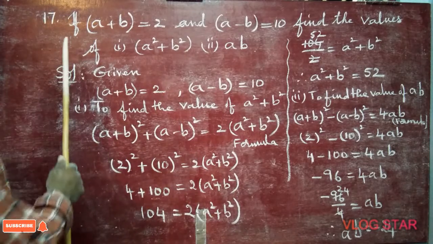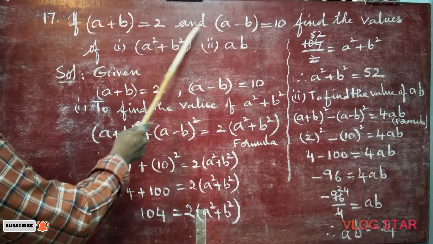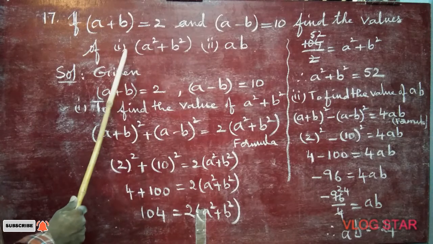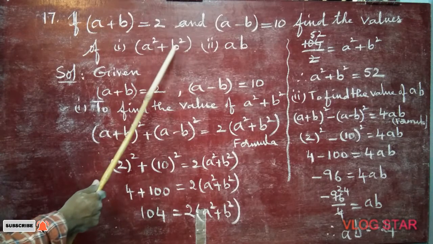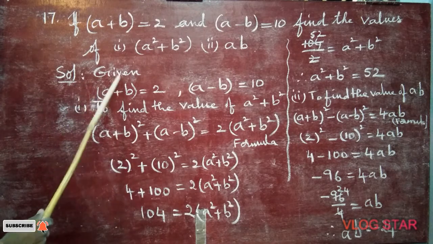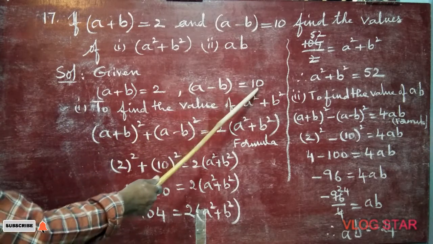Now we are coming to the 17th problem. If a plus b is equal to 2 and a minus b is equal to 10, find the values of: first bit, a square plus b square; second bit, the value of ab. Solution. What is given? a plus b is equal to 2 and a minus b is equal to 10.